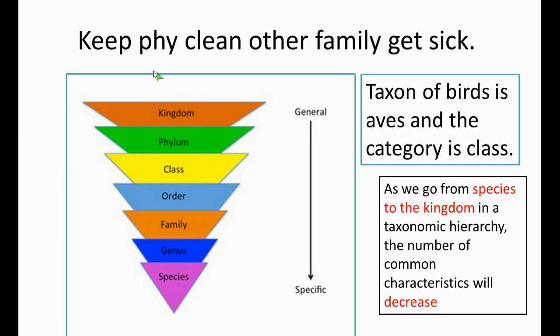In order to understand the taxonomic categories, I have made one simple formula for all my students. That is, keep high clean, other family get sick. Simply, keep high clean. Keep means K for kingdom, high means phylum, clean means C for class, other means O for order, family, then G for genus, S for species. Kingdom, phylum, class, order, family, genus and species.